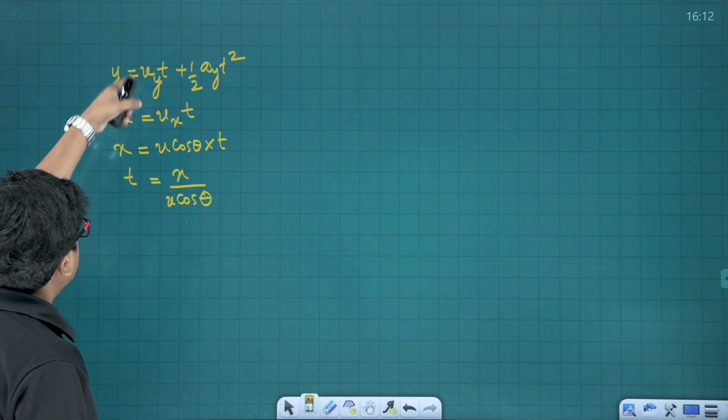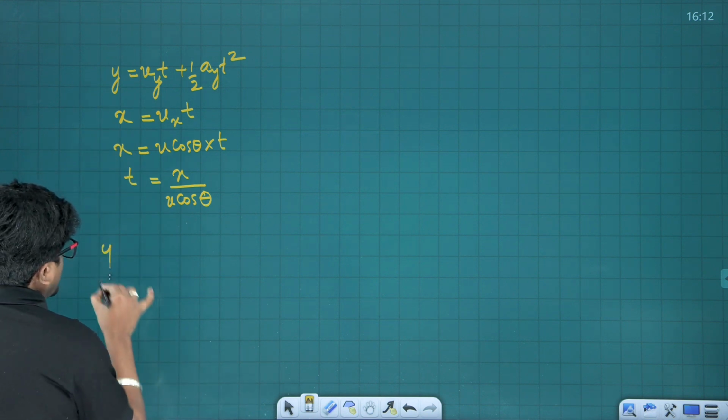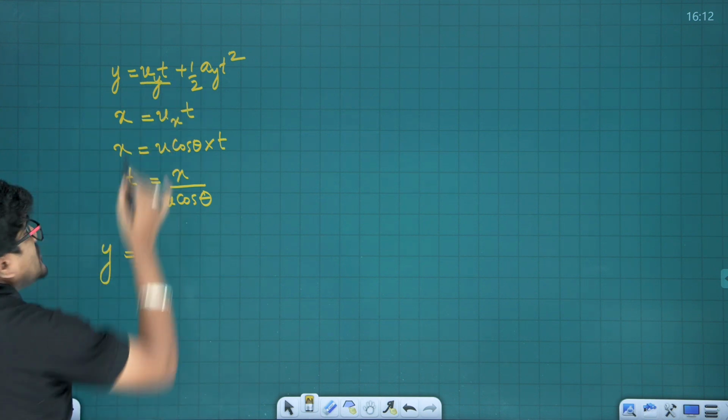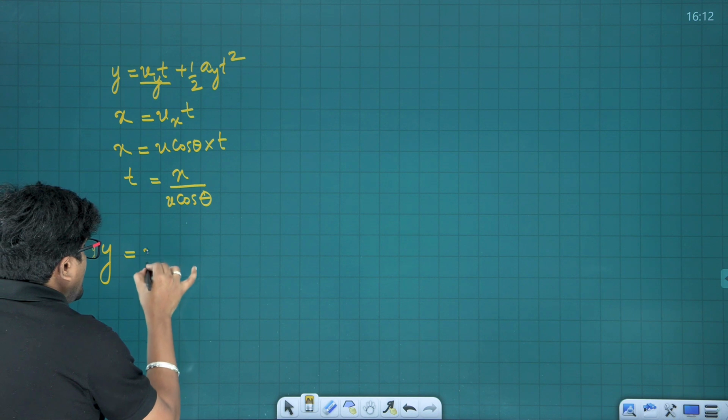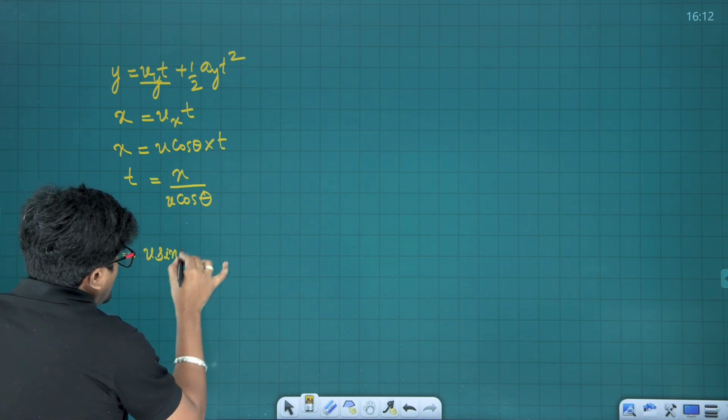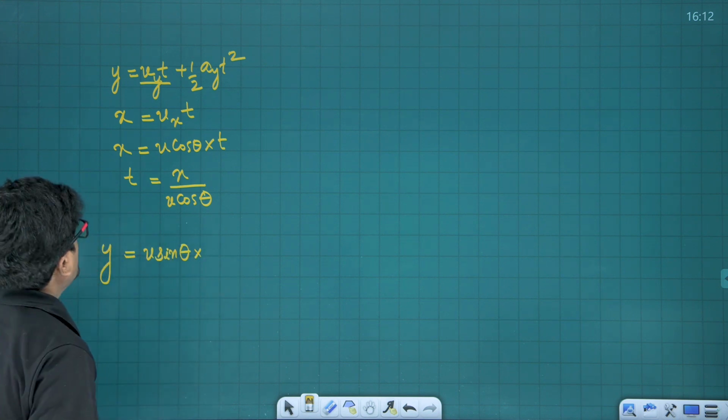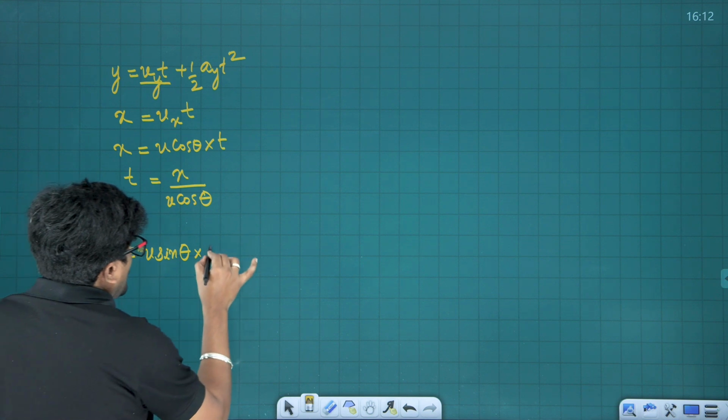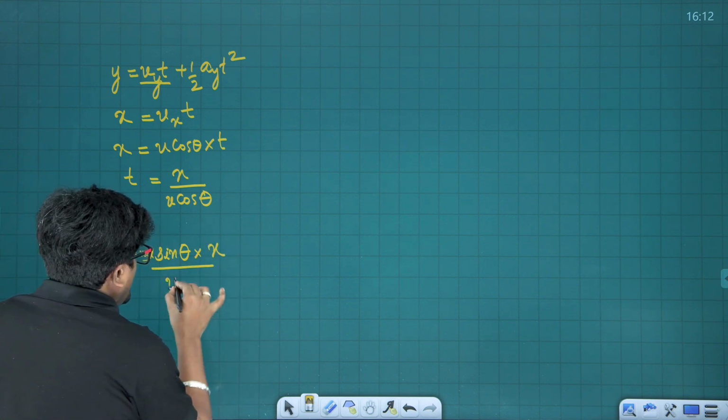Now if I substitute this value over there, y is supposed to be, I told you what uy is, uy is u sin theta. It is u sin theta into, instead of small letter t, I can have x upon u cos theta.